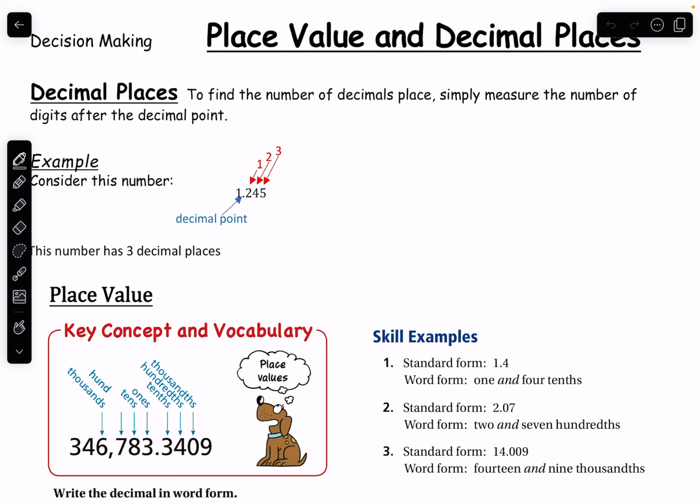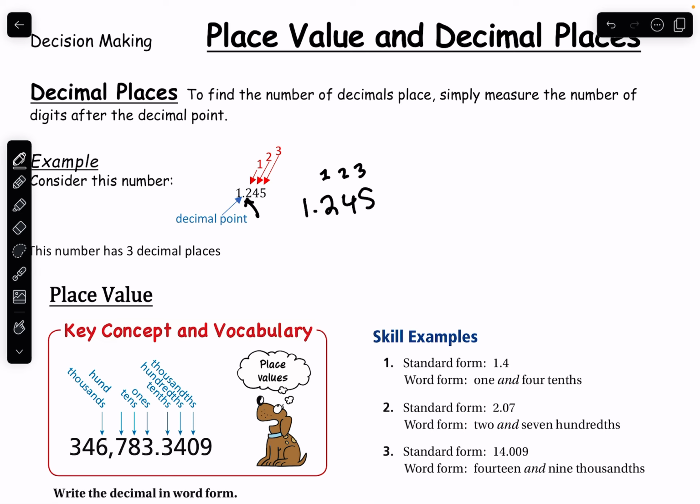So, decimal places. You're going to hear me use this phrase a lot in our class. I will tell you to round to 3 decimal places or to round to 1 decimal place. So what we mean when we say decimal places is just the number of numbers that come after the decimal, right? So you've got this number, 1.245. This is called the decimal point. The number of decimal places is how many numbers come after that point. So 1, 2, 3 decimal places.